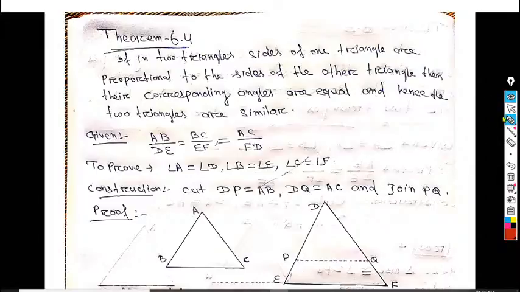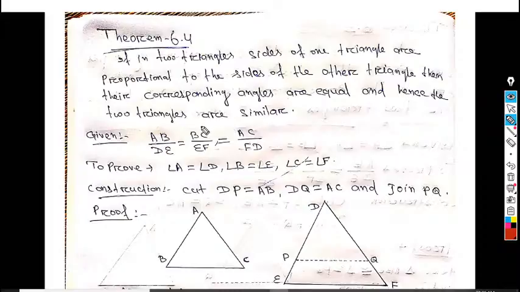Okay, so today we are going to discuss theorem 6.4. Let's see what the theorem is saying. The theorem is saying if in two triangles sides of one triangle are proportional to the sides of the other triangle, then their corresponding angles are equal and hence the two triangles are similar.